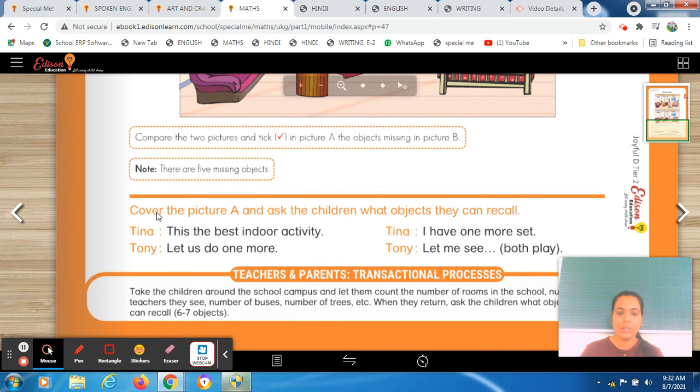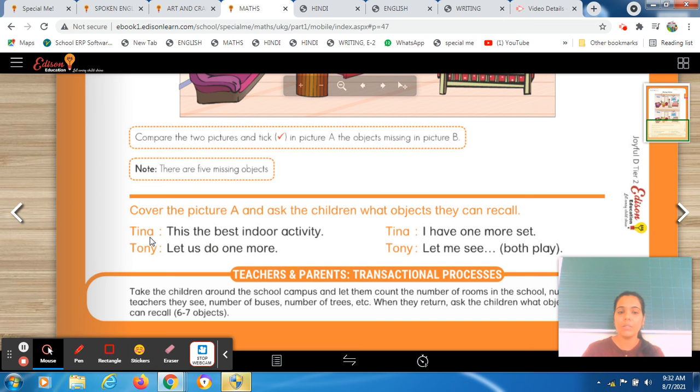So now there is a conversation also. Let's read the conversation and then we will start. I know आपको बहुत जल्दी है, you want to find the missing articles, but let's read the information now, because it helps us. Cover the picture A and ask the children what objects they can recall.